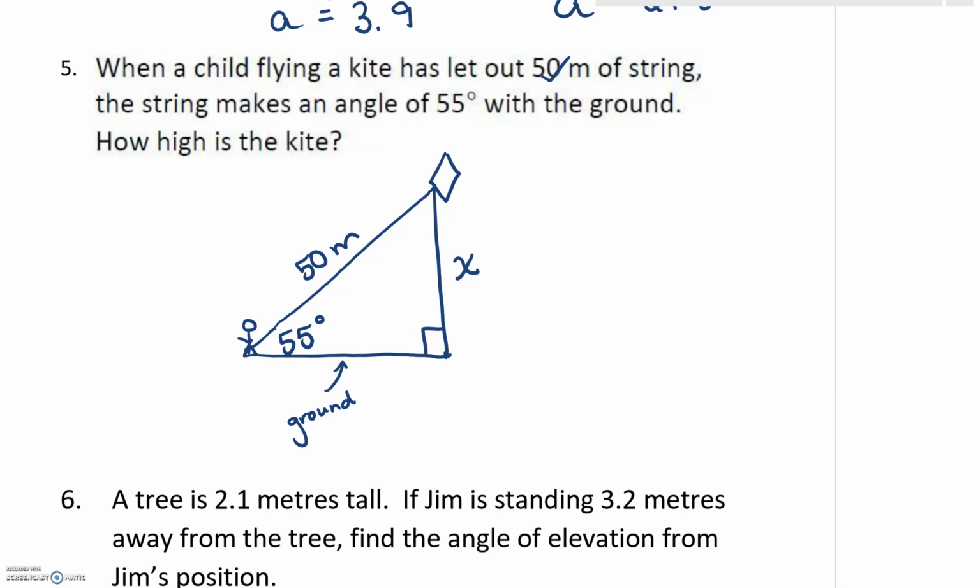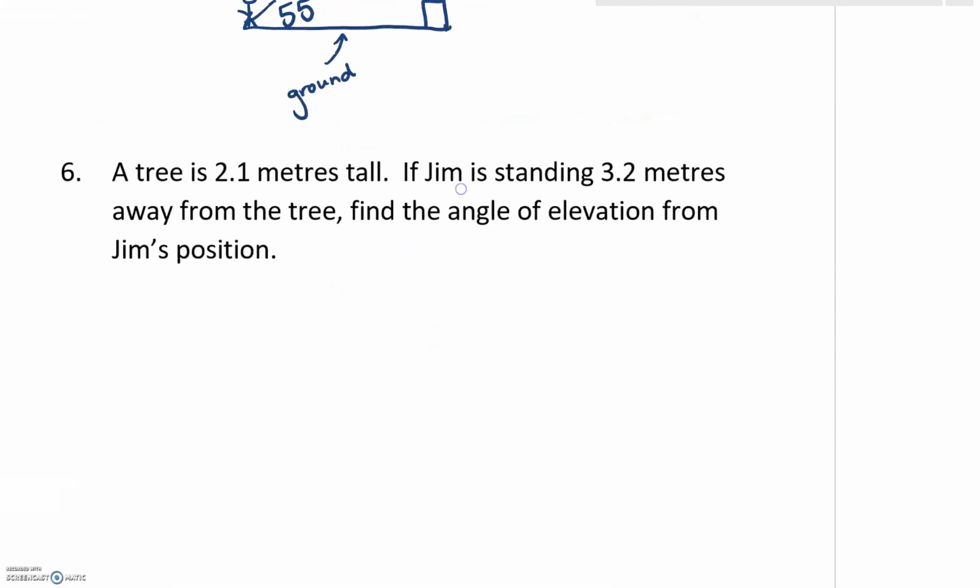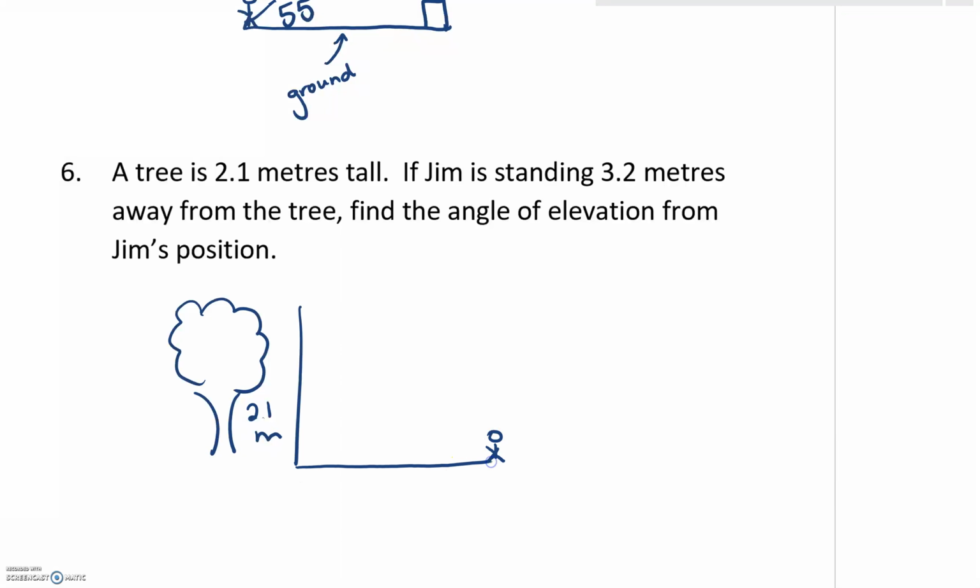Moving on to 6, we have a tree, and the tree is 2.1 meters tall. So we'll put the 2.1 meters in there. If Jim is standing 3.2 meters from the tree, that means the 3.2 meters goes on the ground. They want you to find the angle of elevation.